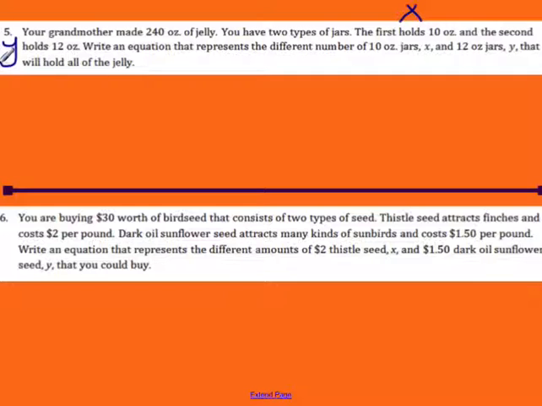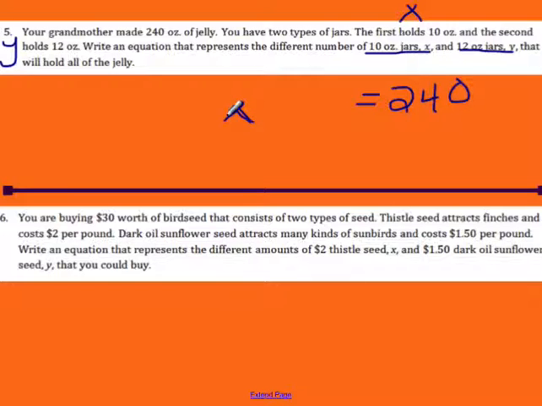Write an equation to represent the different number of 10 ounce jars X and 12 ounce jars Y that will hold all of the jelly. So we have 240 ounces that we need to hold. So first we have X number of 10 ounce jars. Excuse me, that's kind of confusing.